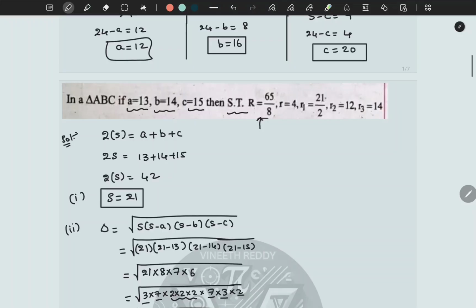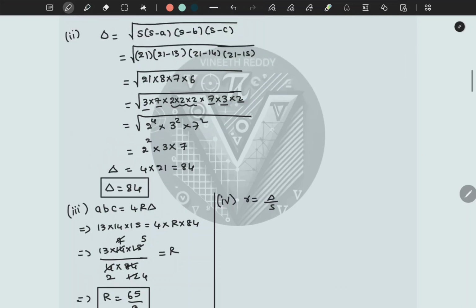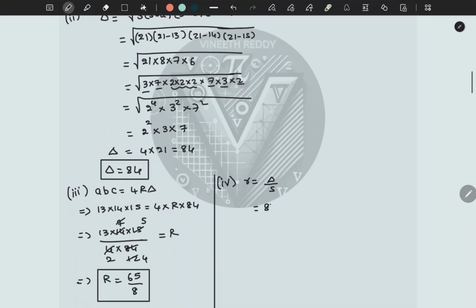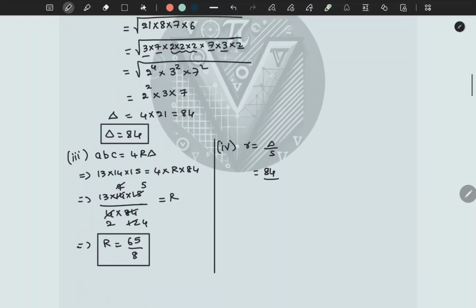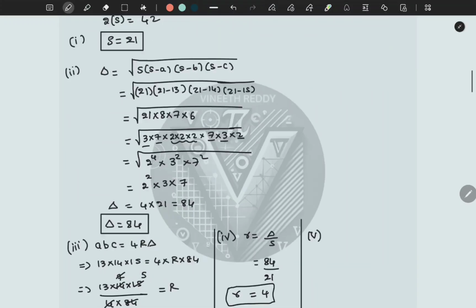So this is done. The next step is asking us to find the value of small r, which I think we can easily do. Small r is nothing but delta divided by s, and delta is 84 and s is 21, so 84 by 21 is 4, so small r is equal to 4. We have done it. Now the next step is finding r1.